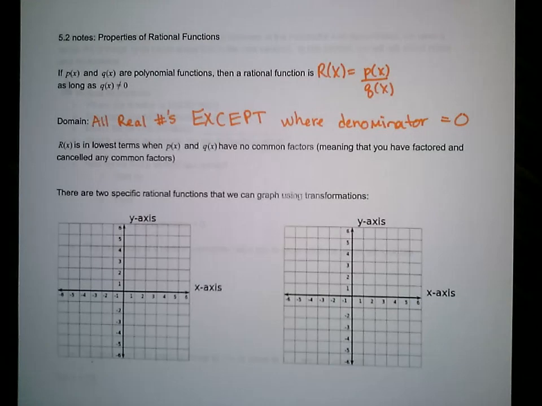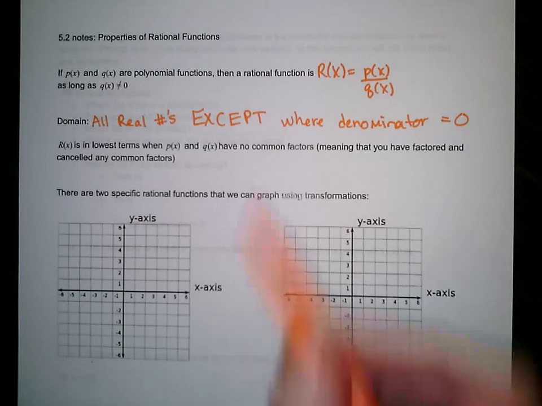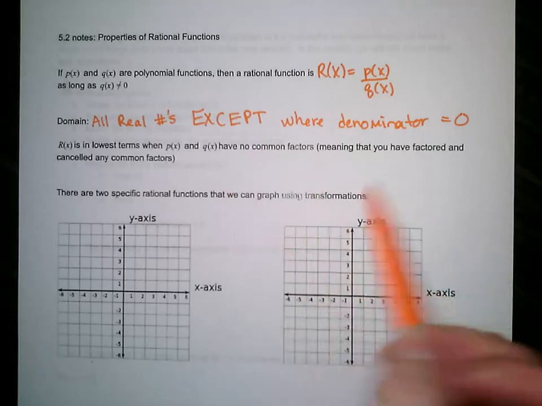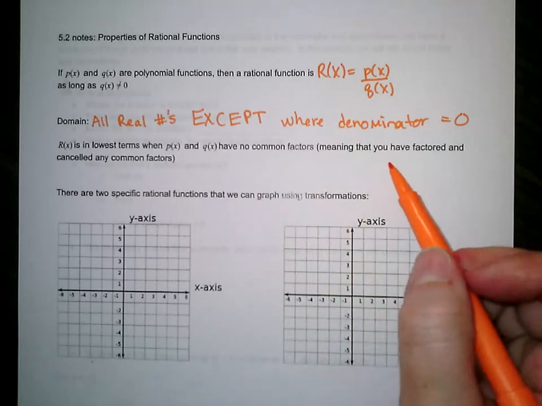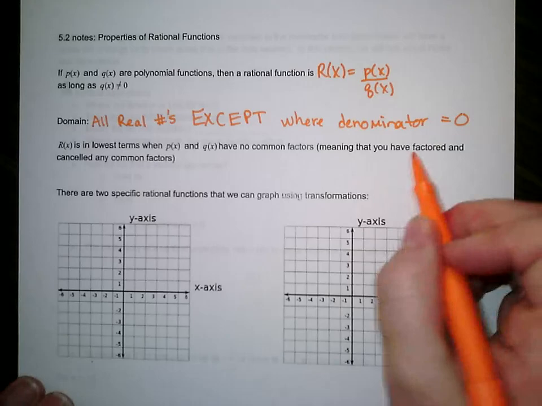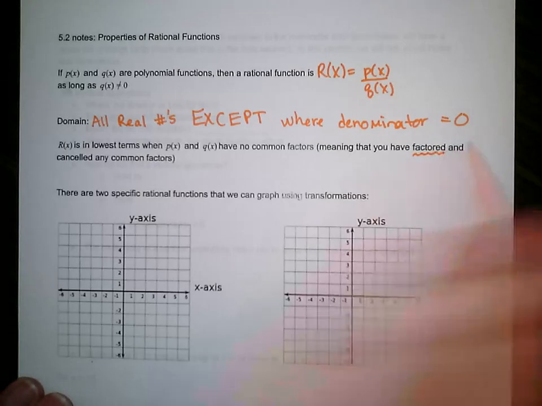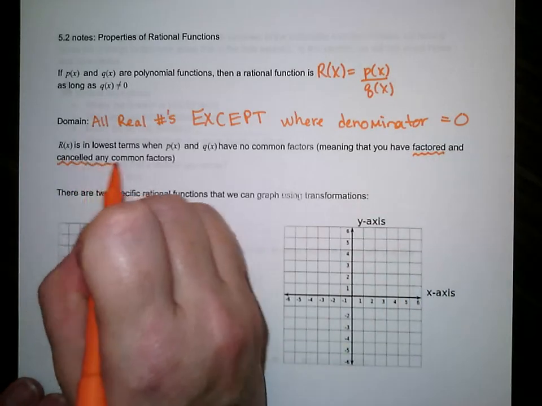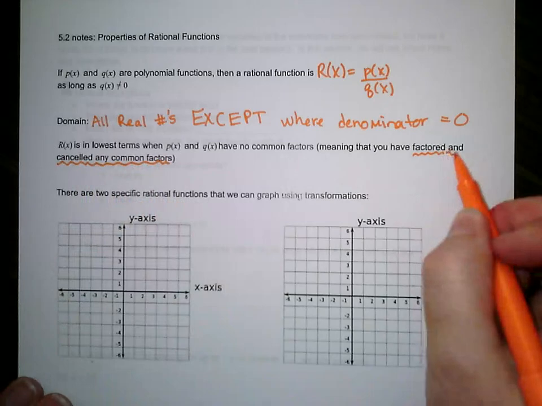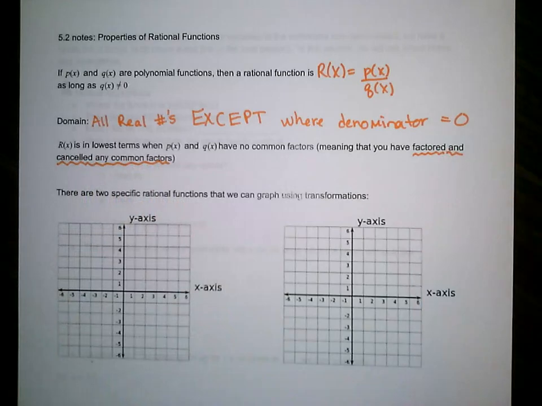To write our rational function in lowest terms, we will need to make sure there are no common factors. So what does that tell us that we have to do, action-wise? You're going to factor and cancel any common factors. We'll get plenty of practice with that because canceled factors are going to look different than non-canceled factors. We'll get to that here soon.